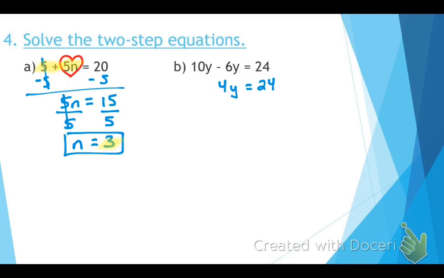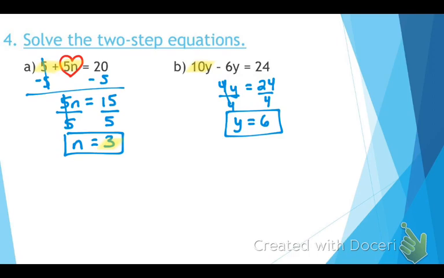What do I do now? Divide by 4 on both sides, and what do you get? I get y equals 6. Y equals 6 is the correct answer. Now, once again, remember, you can go back and check even if it doesn't make you. So let's just double check this.